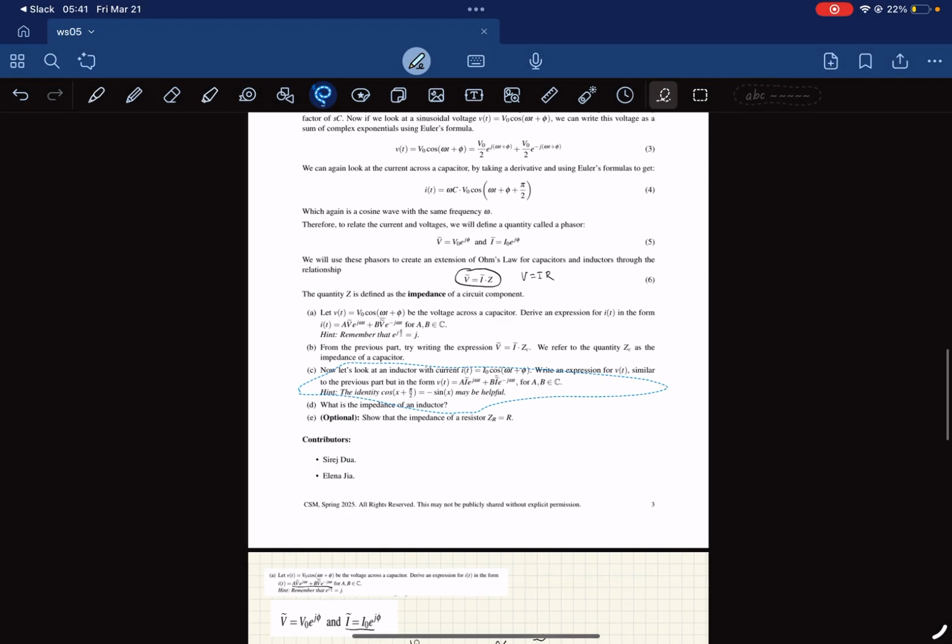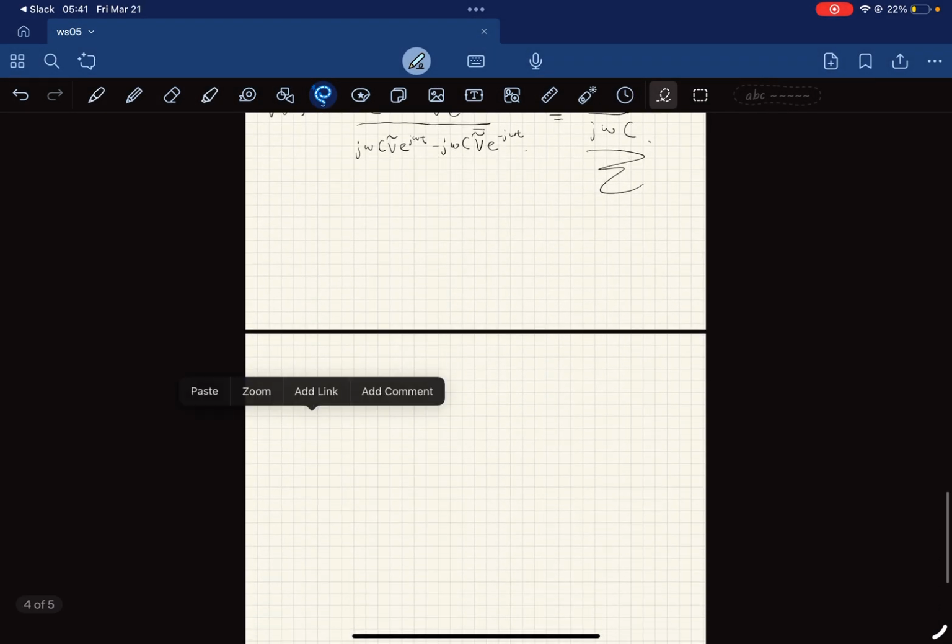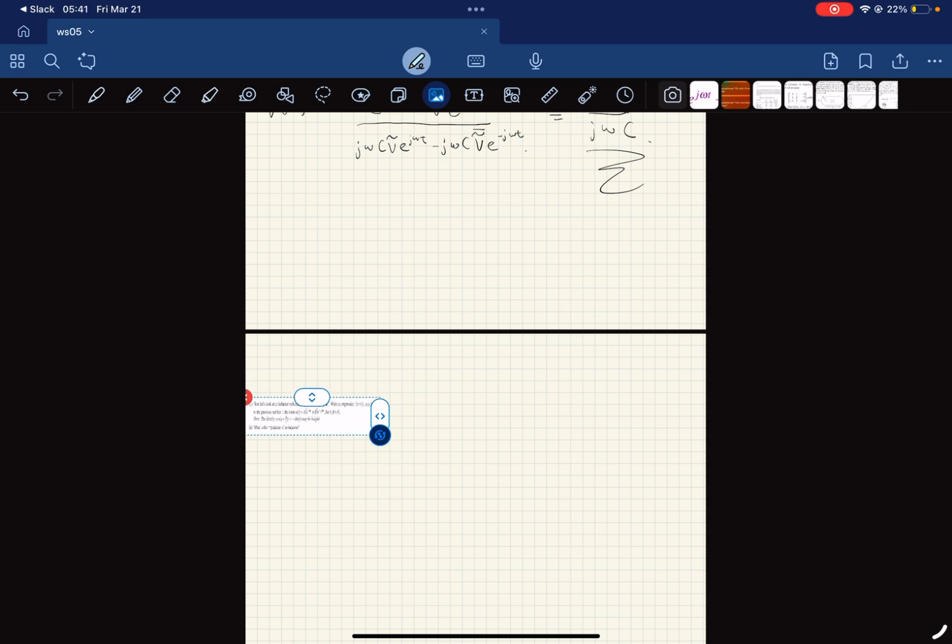The process is very similar. So what we're going to do is basically find the time varying signal as a function of the phasors, and then we're going to divide them, and then see what expression we can get.